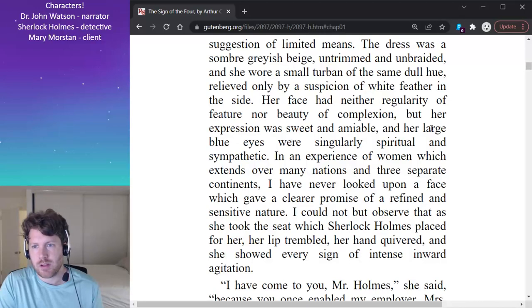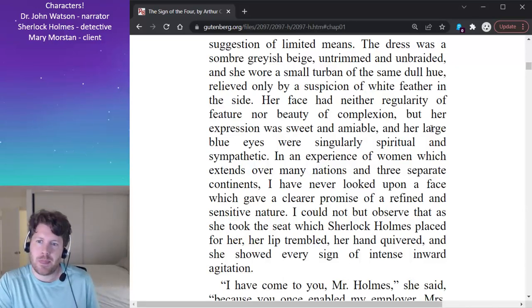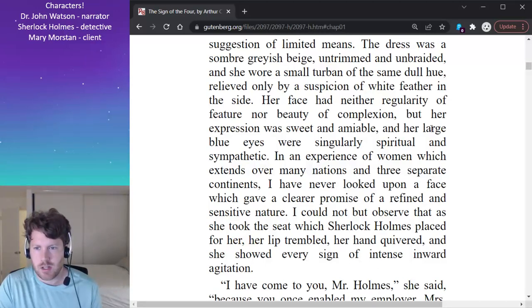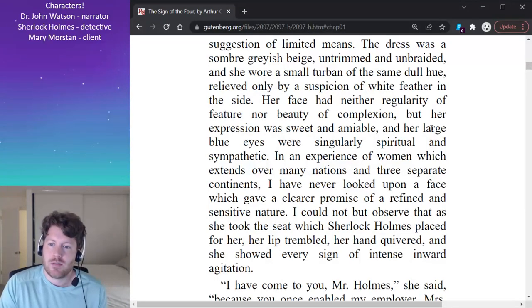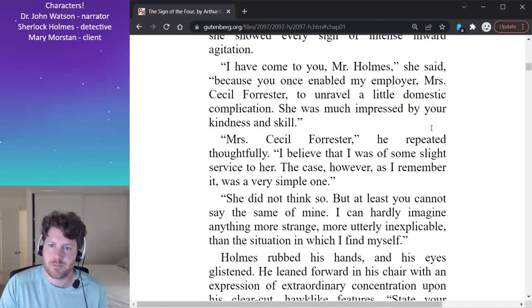Her face had neither regularity of feature nor beauty of complexion, but her expression was sweet and amiable, and her large blue eyes were singularly spiritual and sympathetic. In an experience of women which extends over many nations and three separate continents, I have never looked upon a face which gave a clear promise of a refined and sensitive nature. I could not but observe that as she took the seat which Sherlock Holmes placed for her, her lips trembled, her hand quivered, and she showed every sign of intense inward agitation.